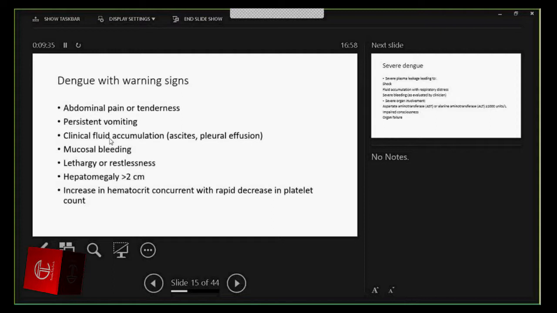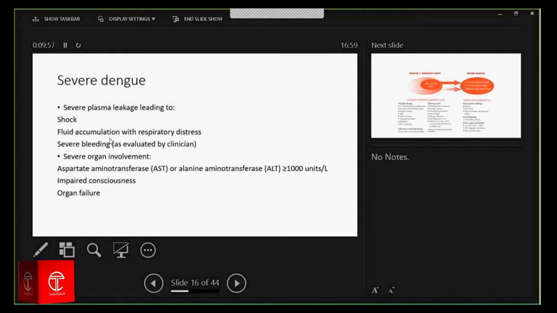With warning signs, they will have symptoms of plasma leakage like abdominal pain or tenderness, persistent vomiting, clinical fluid accumulation in the serous cavities like ascites, pleural effusion, mucosal bleeding, lethargy or restlessness, liver more than 2 centimeters palpable, and again a rise in hematocrit with rapid decrease in platelet count.